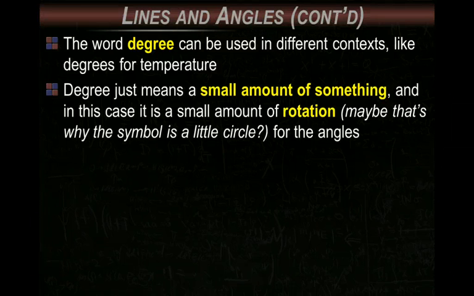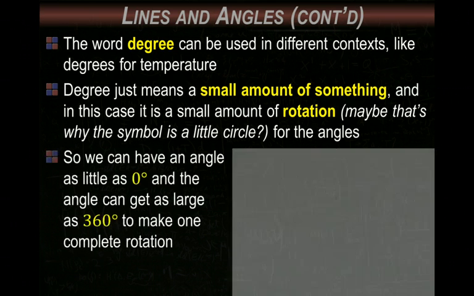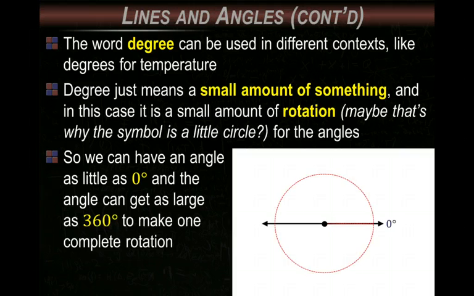Okay, the degree has different context to it as well. For example, degrees are used for temperature. So that's a bit confusing. Am I talking about temperature or am I talking about angles? Well, don't overthink it. The word degree just means a small amount of something. In this case, it's just a small amount of rotation. So that's all it means: when you're dealing with circles, you're dealing with angles, you're dealing with degrees. Your angle can be as small as 0 degrees and as large as 360 degrees, which is one complete rotation.